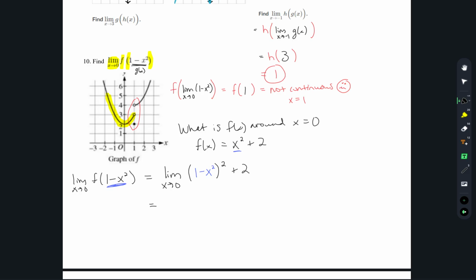So what is that? 1 squared plus 2. I guess I don't need that step, so 3. Okay. So if it's not continuous, what you're going to have to do is figure out, you have to come up with the equation for f.